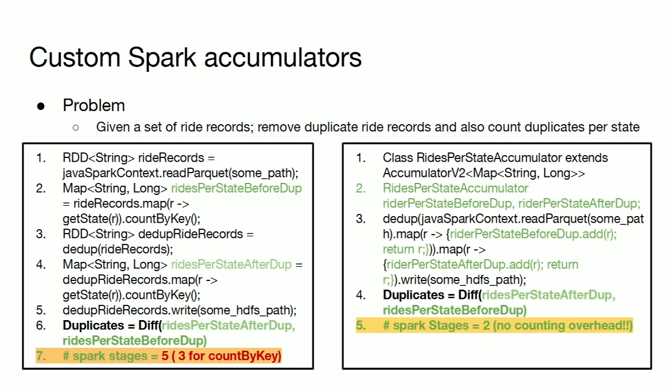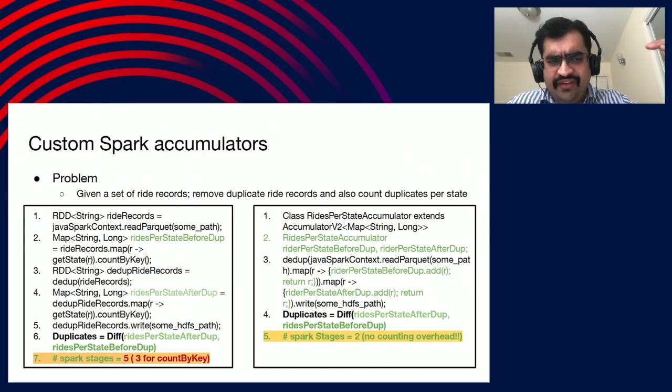Step 6, since we have 2 counts, one after deduplication and one before deduplication, if you take a diff, we'll know how many duplicates we have per state. If you run this Spark job, you'll see that there are 5 Spark stages, and 3 of them are coming from count by key, which is not required. It's definitely something we can improve upon.